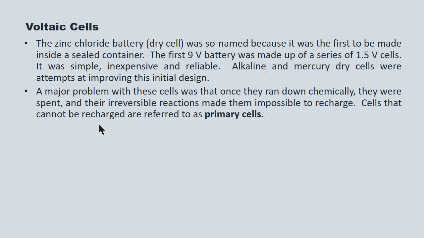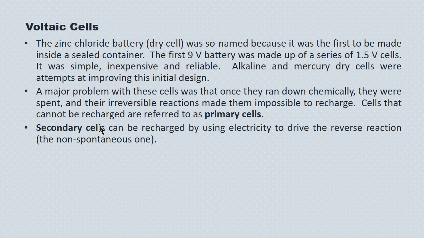Batteries that can't be recharged are called primary cell batteries, and they can't be recharged because their end products aren't chemically stable. So the end products of the redox, they go on to further react and destroy any ability they might have to run the reaction in reverse. Secondary batteries then are an improvement on primary batteries.